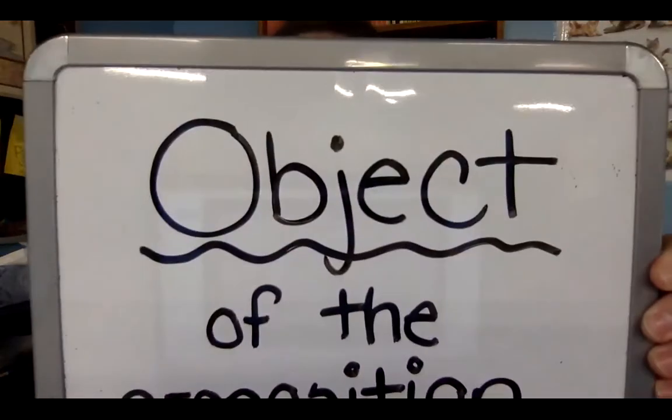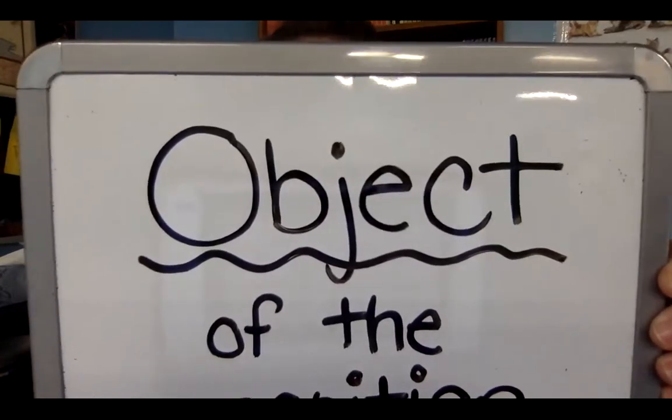And that other word that the preposition is connecting to the noun or the pronoun is called the object of the preposition. The object of the preposition. The preposition is connecting that object to a noun or pronoun in the sentence.